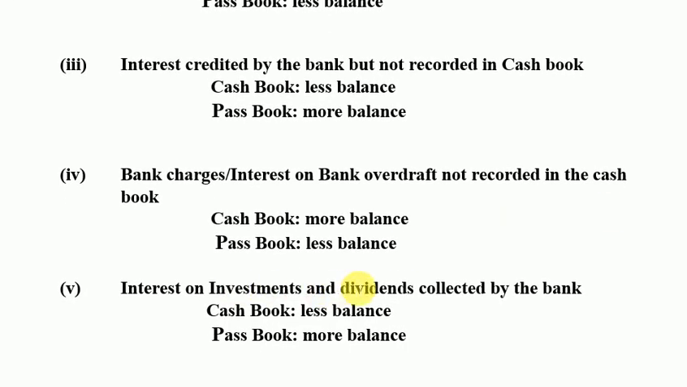Interest on investments or any dividend collected by bank for my share investment or investment in shares or securities will directly come in my bank account in the deposit column, which will increase our passbook balance. Whenever interest on investments are collected or dividends on my share investment or securities is collected, passbook balance will increase, whereas the simultaneous entry is missing in the cash book, so cash book will have less balance. So these are the 5 points we have discussed till now.